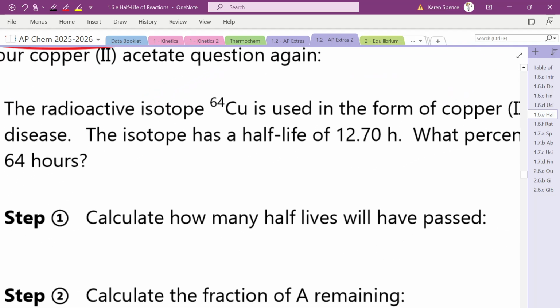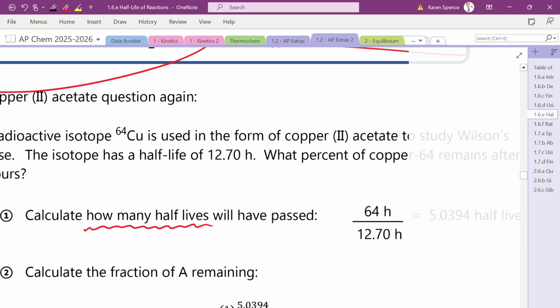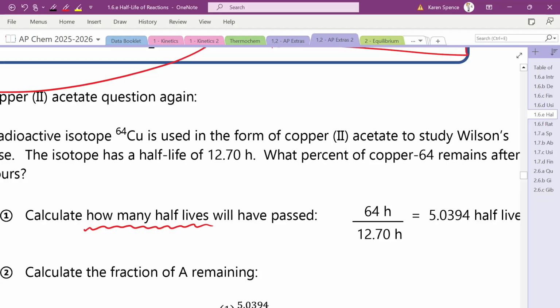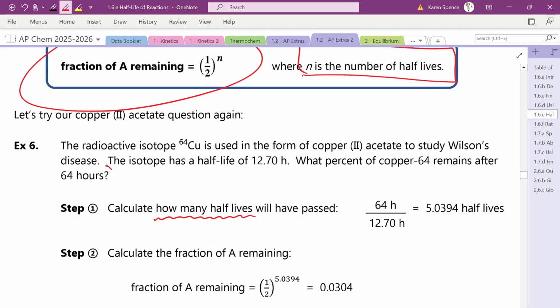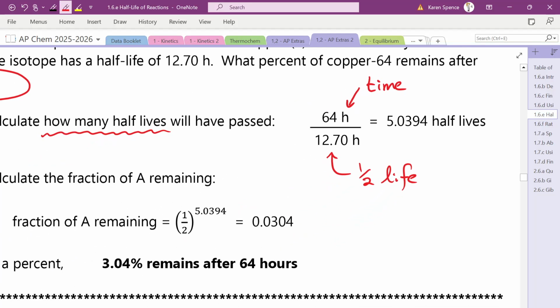Okay, so you're going to calculate how many half-lives have passed. And all you do for that, even though it's not going to be a nice number, you're going to say the time that has passed is 64 hours, and this is our half-life. So how many half-lives have gone by? 5.0394 half-lives have gone by. What fraction remains? It's just going to be 1/2 to the number of half-lives.